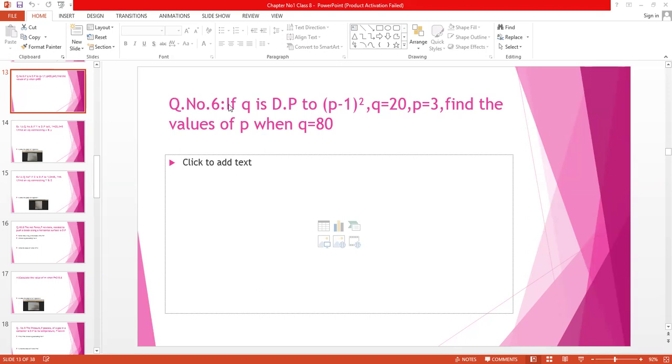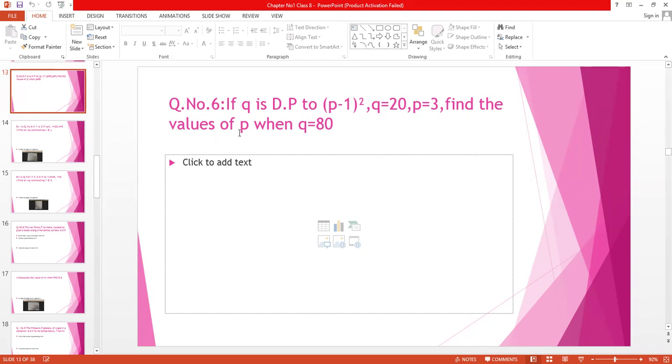According to the question, it is given that Q is directly proportional to (P minus 1) whole square. The values of Q and P are given, and we have to find the value of P when Q is equal to 80.